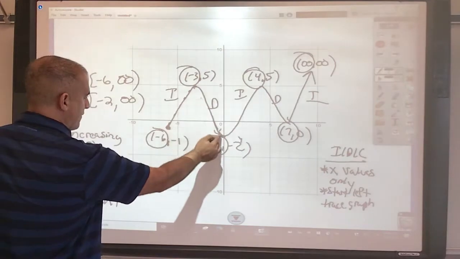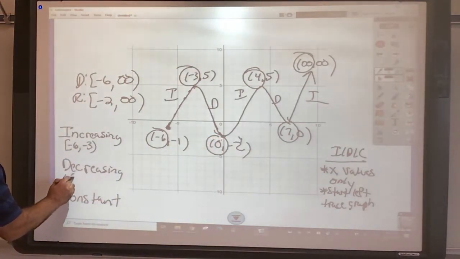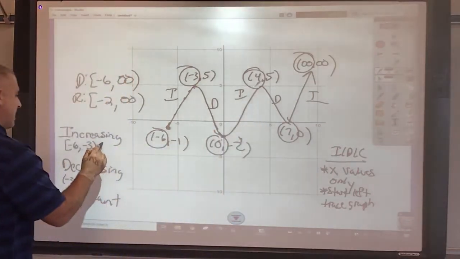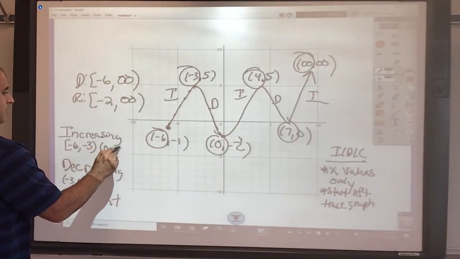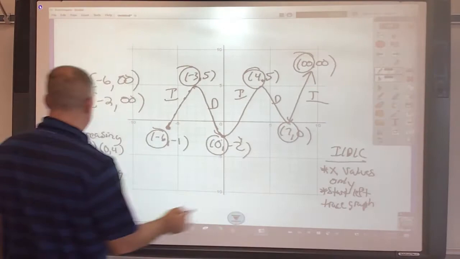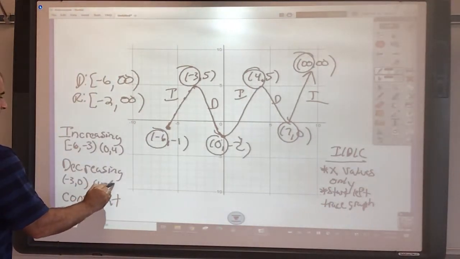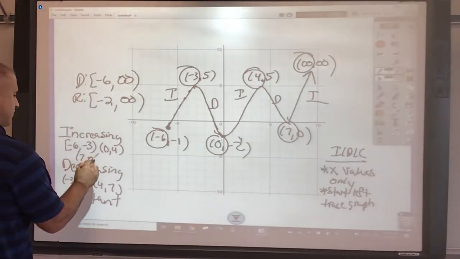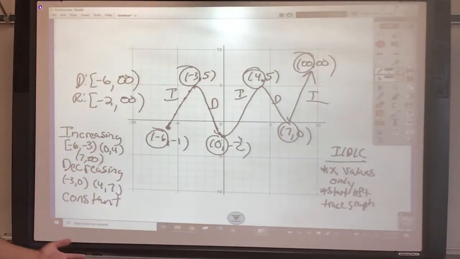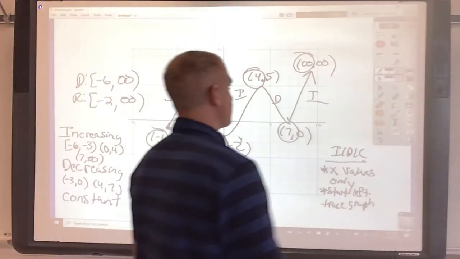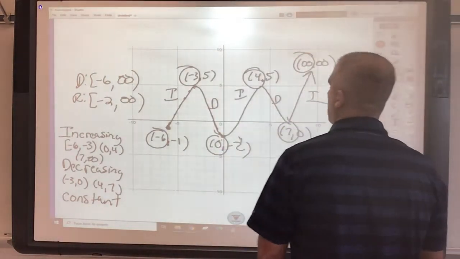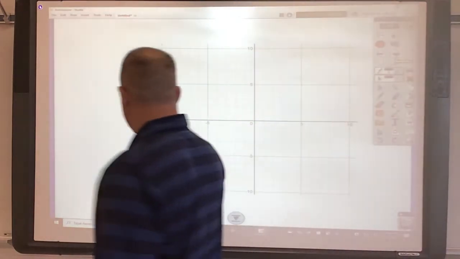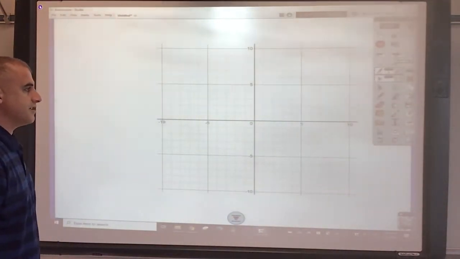Okay? Then from -3 to 0, I'm decreasing. Then from 0 to 4, I'm back to an increase. Then from 4 to 7, I'm decreasing. And then from 7 to infinity, I'm increasing to finish. Okay? And that's how you do increasing, decreasing. Okay? All right. Let's do another example with increasing, decreasing.